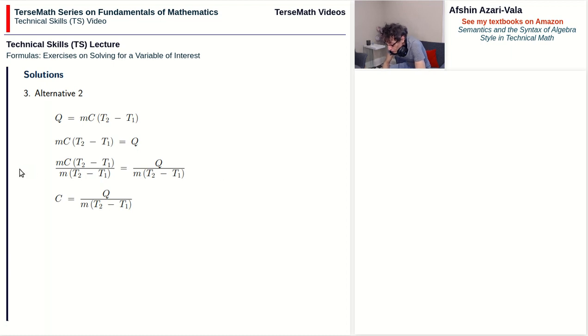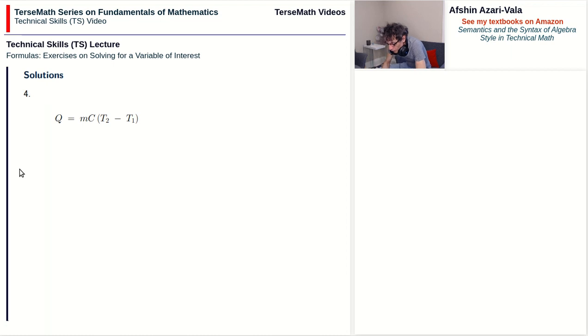It definitely is not an approach that I would recommend. Number 4, now we want to solve for t1. And alternative 1, which is recommended, switch sides.